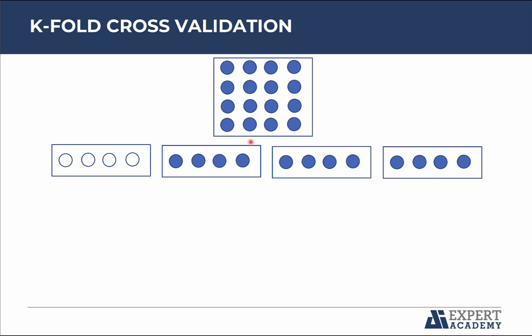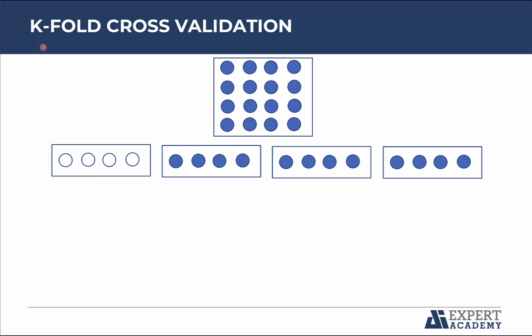Then we use these 3 folds with the blue dots to train the algorithm or to generate the probability table, the decision tree, and so on. After the algorithm is trained, we use this other part of the data to evaluate it. In short, instead of splitting the data into only 2 parts, we have 4 parts.